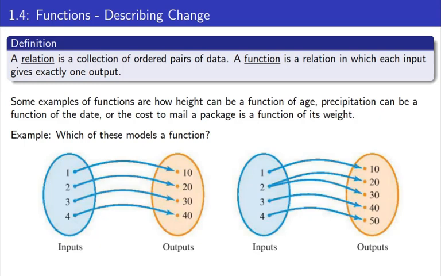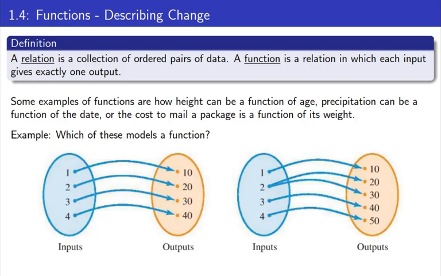Precipitation can be a function of the date. After you collect the data, you put in the date, you find out the precipitation. Cost to mail a package is a function of its weight. So you put in the weight of the package, and then you can take the function to tell you its cost. So, let's take a look at these two.